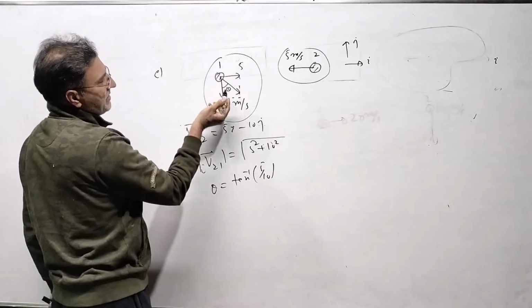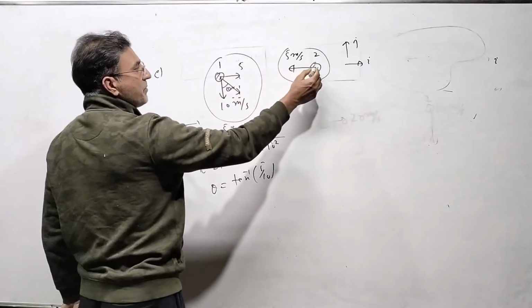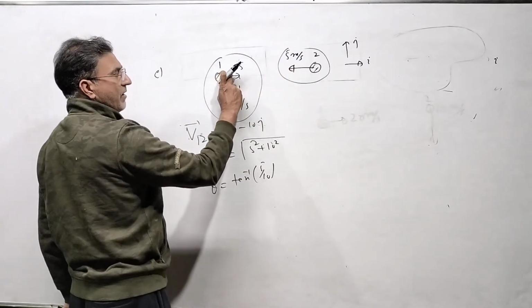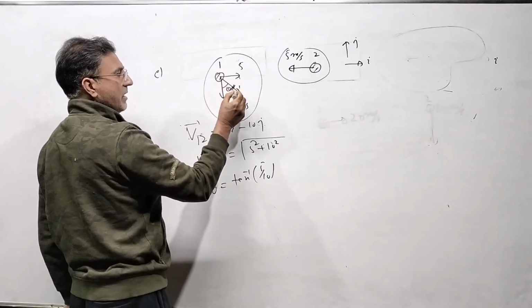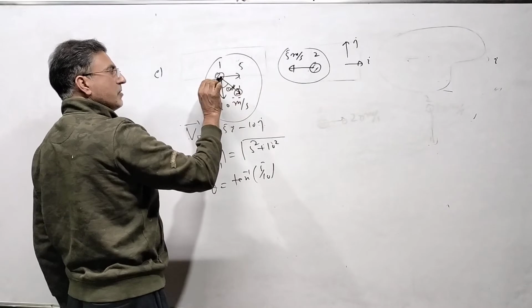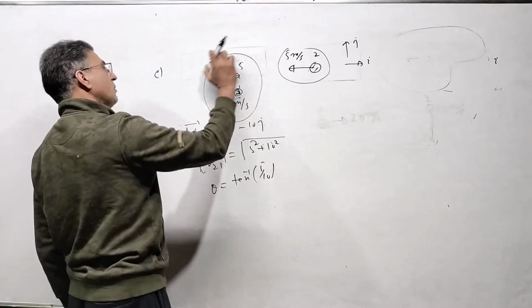Graphically, it can be done very easily. This is the result. So for this object 2, this is not the velocity of 1. This is the velocity of 1, this arrow. He transfers his velocity to this. Then he finds the resultant of the total velocity.